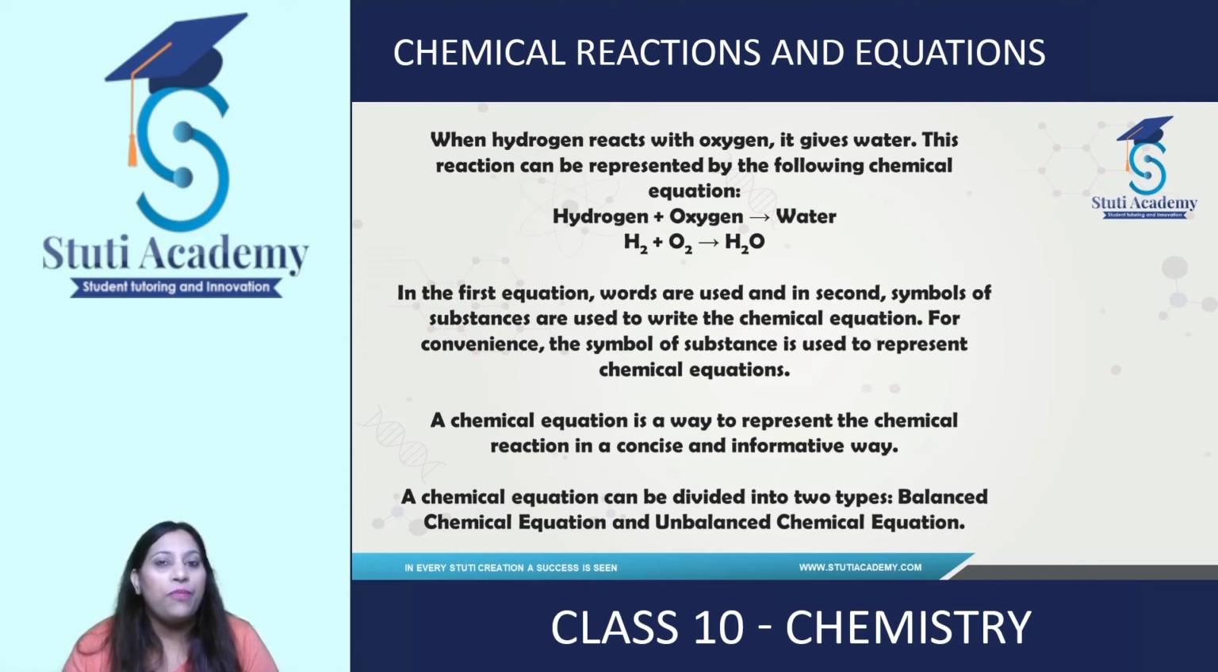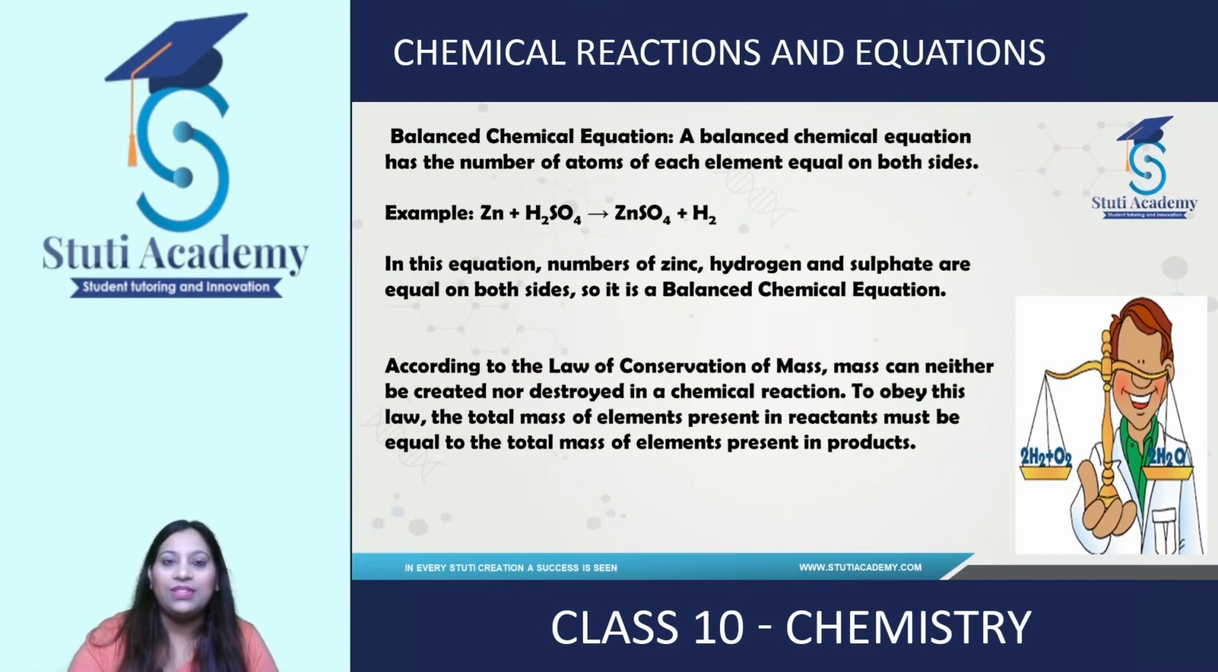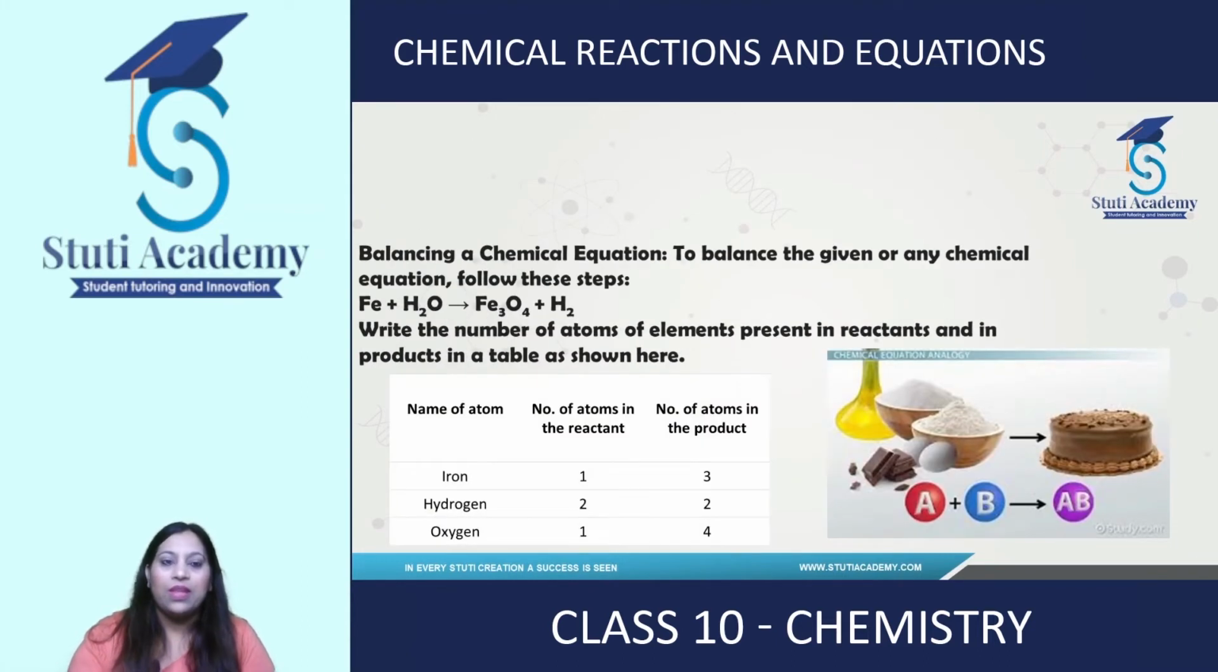And how can we represent a chemical equation? This also I have already explained to you. If you have any doubt or any query related to this topic, you can write in the chat box. Types of balanced and unbalanced chemical equations I have also covered, and the law of conservation of mass. I have already discussed the hit and trial method to balance a chemical equation.